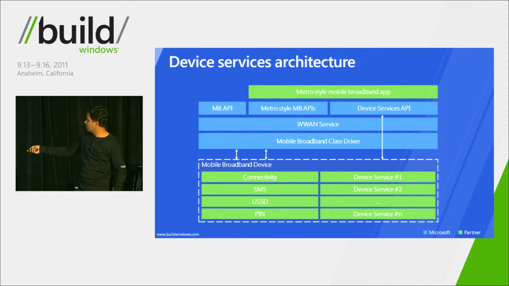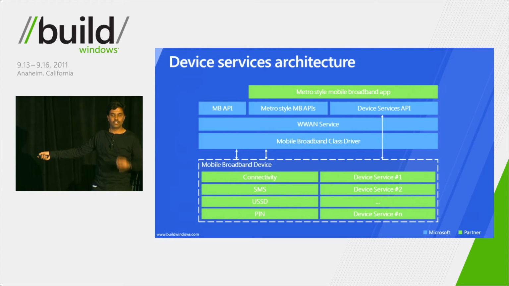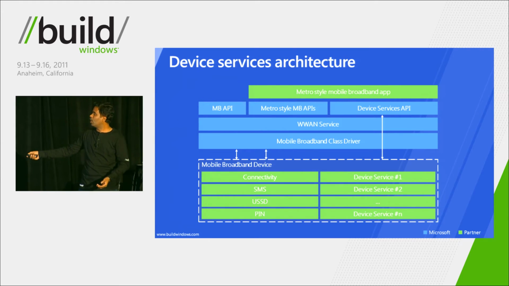And what we are doing is that these standard functionalities are basically on the top managed by the WN service and the mobile broadband class driver, and the WN service provides the mobile broadband API on the top edge, where it's the same mobile broadband API that was available in Windows 7 for you is available in Windows 8. And with the introduction of Metro style apps, we are providing Metro style mobile broadband APIs for the usage of the Metro style mobile broadband app.